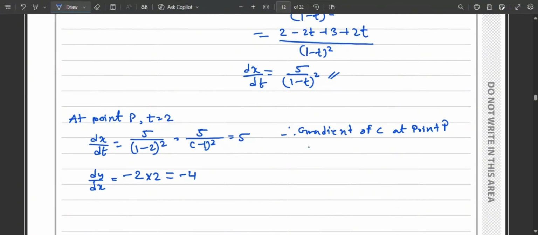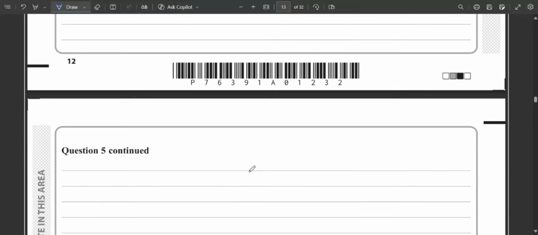To find this, first of all, we need to understand that the gradient of C at point P is represented by dy by dx. To calculate this quantity, we have to use dy by dt divided by dx by dt. We know that at point P, dy by dt is equal to minus 4 and dx by dt is equal to 5. So the value for the gradient of our curve C at point P is minus 4 by 5.